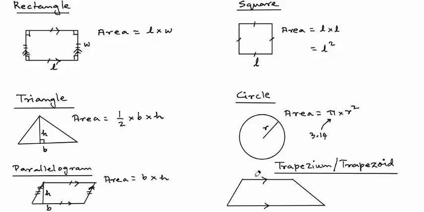If you name the two parallel sides as A and B, so the length of this side is A and the length of this side is B, and let's also say that the distance between the two parallel sides is h. So we have an h here. The area of the trapezium is given by the formula 1/2 times the sum of the lengths of the parallel sides, which is a plus b, times the distance between them, which is h.